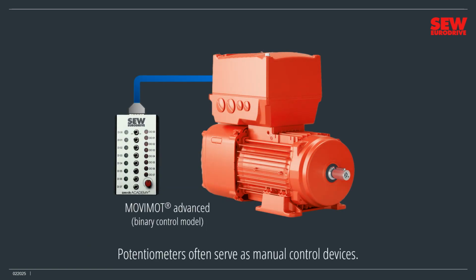Potentiometers often serve as manual control devices. This MOVIMOT advanced VFD has a hand control box equipped with a potentiometer. Turning it changes the VFD's speed set point, which alters the motor's speed.